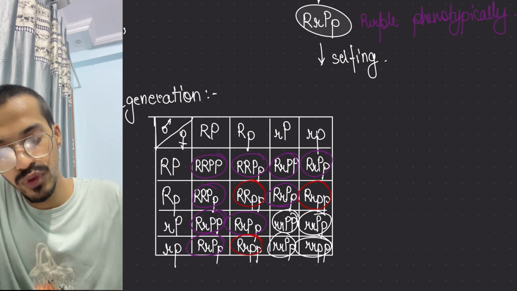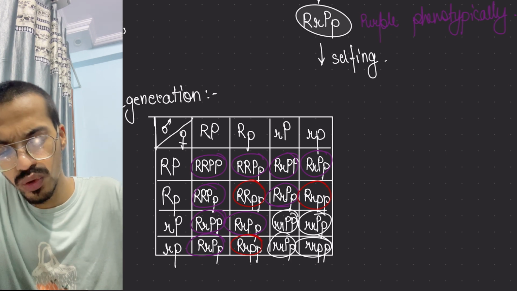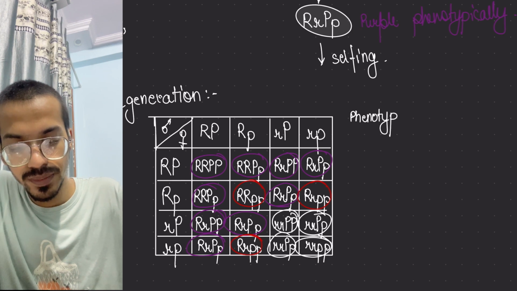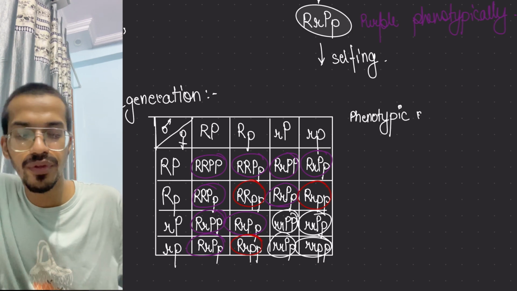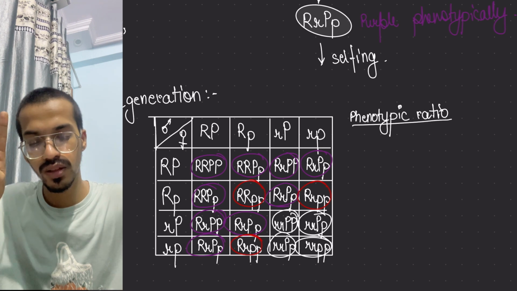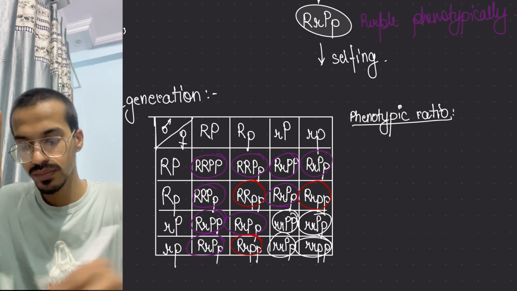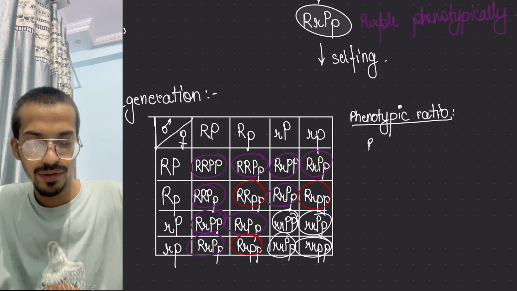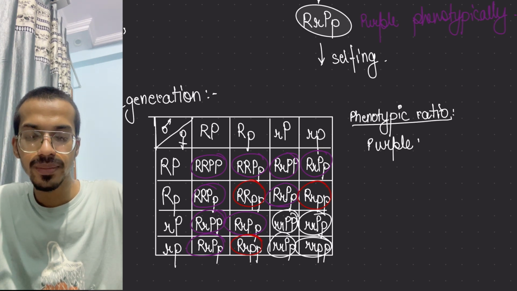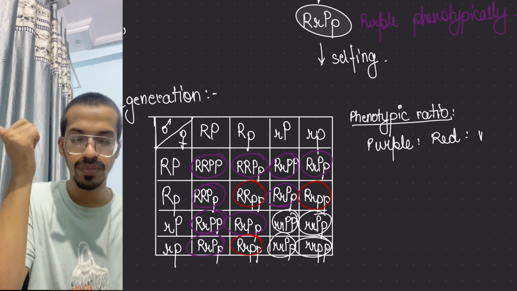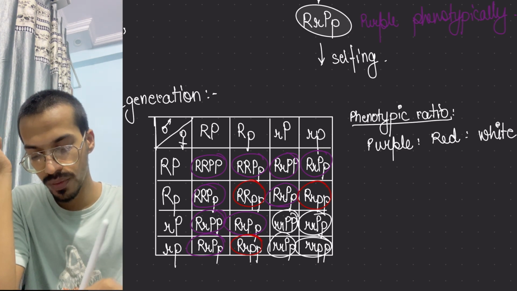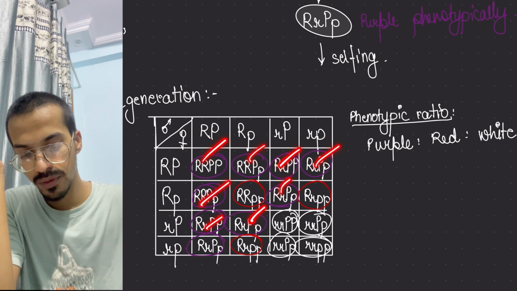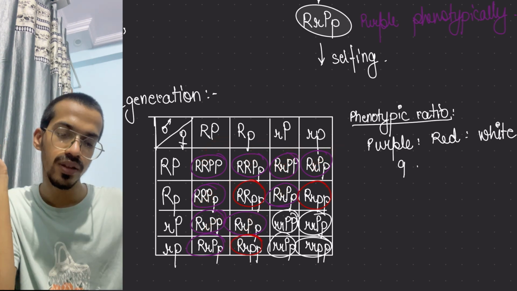So here again we have to find the phenotypic ratio. Genotype you don't need. So what would be the phenotypic ratio? 3 different colors will come. What are the 3 different colors? Purple will come, red will come, and white will come. So how many purple? Let's count it: 1, 2, 3, 4, 5, 6, 7, 8, 9. So 9. Red is 3, white is 4. So this is the phenotypic ratio.